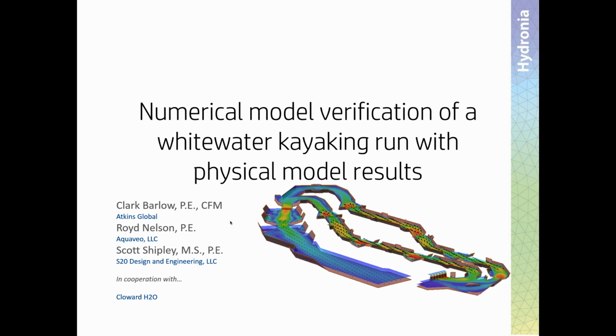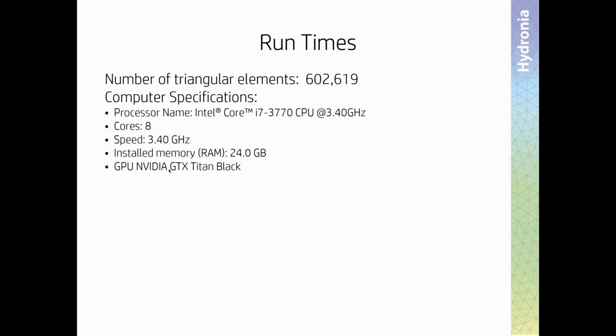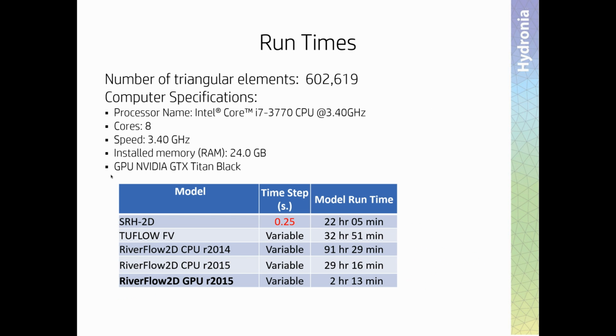I want to show you one example. This is a test that was done by Aquaveo in an actual project related to a numerical analysis of a whitewater kayaking training site. And there was some physical model done. So this was a project where several models were applied to test them in this application. There was a mesh that was medium size by today's standards, 600,000 triangular elements, with a more or less typical computer. And we also ran the model with a GPU, an NVIDIA Titan Black card, the RiverFlow2D GPU model.